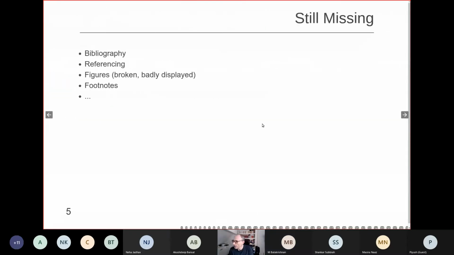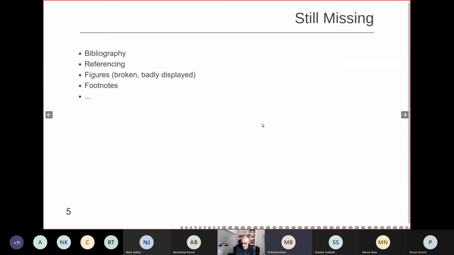Let me go to the slide where I've put together some of the points which I've seen. Yes, so the bibliography is missing, the referencing, footnotes, some of these things, some of the figures are broken, and so on and so forth. Now, all of these things, in many ways, can be fixed.